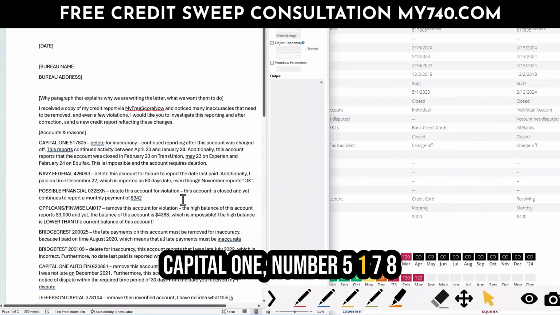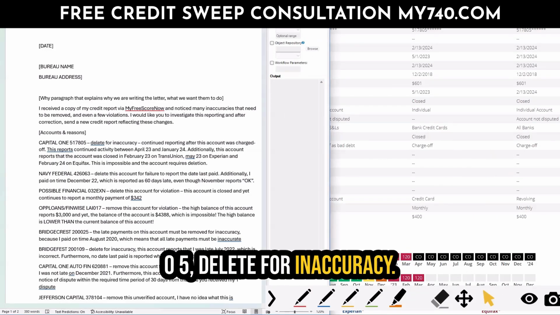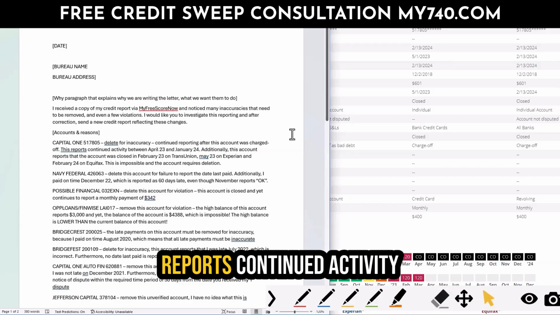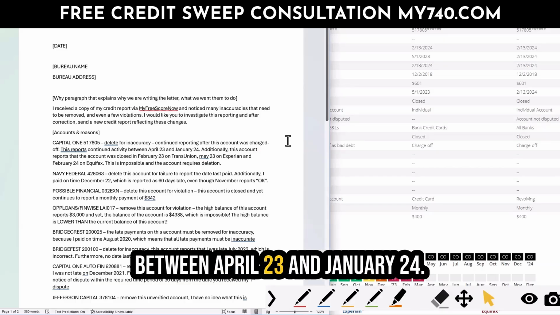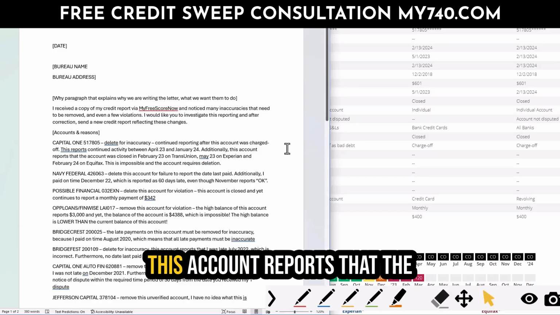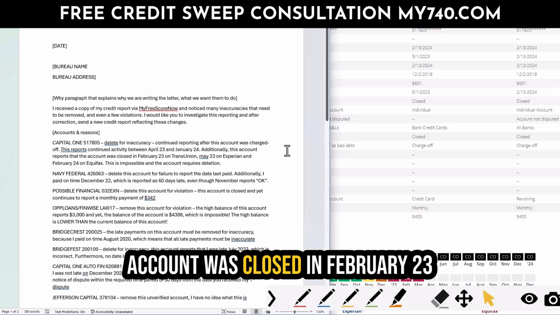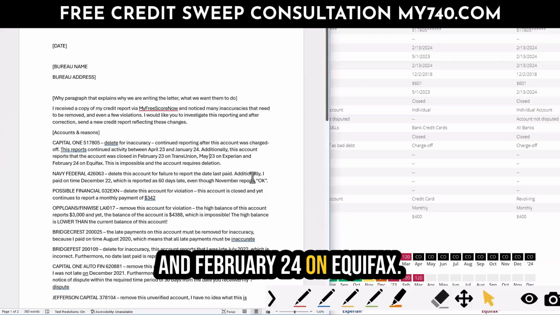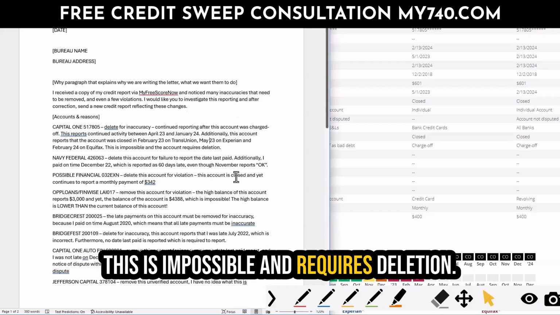Capital 1, number 517805, delete for inaccuracy. Continued reporting after this account was charged off. Reports continued activity between April 23 and January 24. This account reports that the account was closed in February 23 on TransUnion, May 23 on Experian, and February 24 on Equifax. This is impossible and requires deletion.